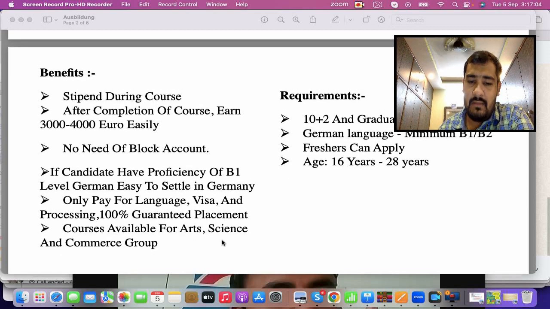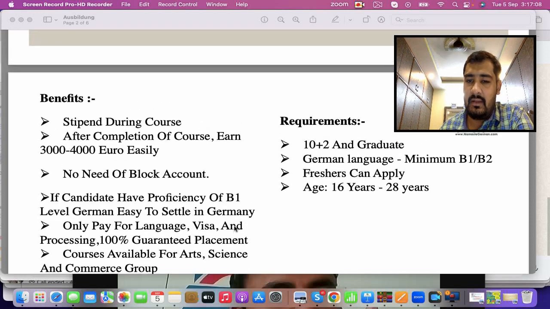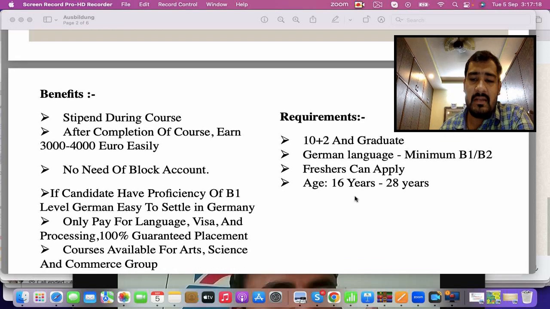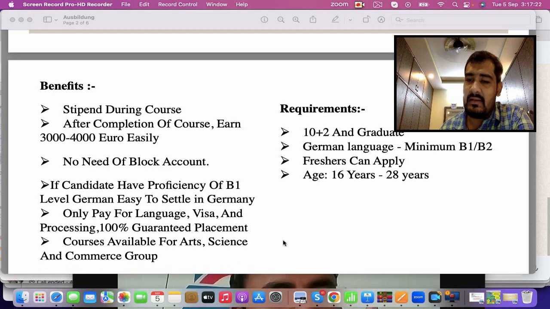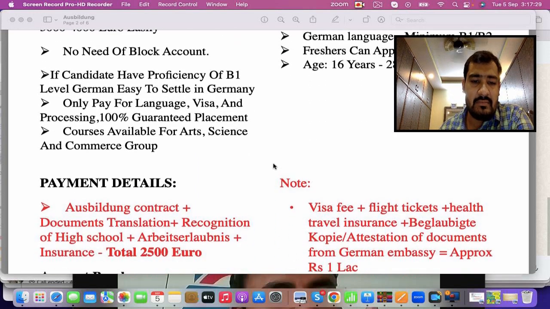And courses are available for art, science and commerce groups, right? If you have these kinds of degrees. And the requirement is 10+2 and graduate, both can apply, right? And the German language minimum is B1 or B2, as I said. For hotel management, it's B1, and for the nursing Ausbildung, it's B2. Even freshers can apply, and the age limit is between 16 to 28 years. So these are the main eligibility criteria.